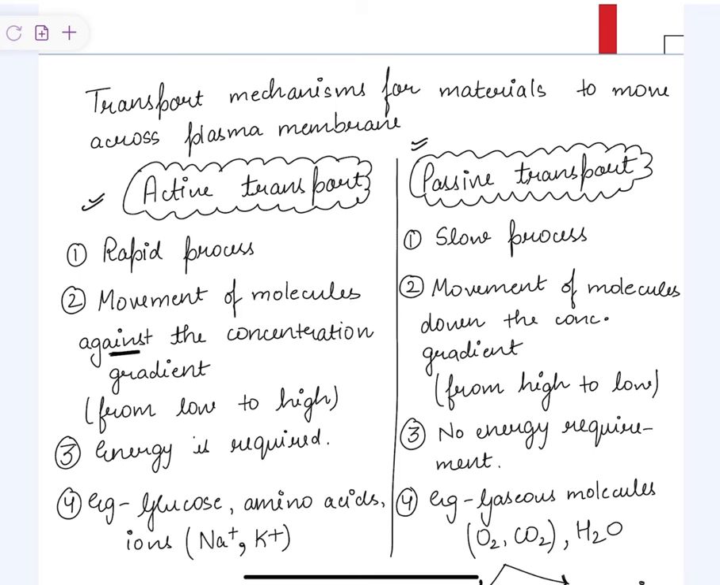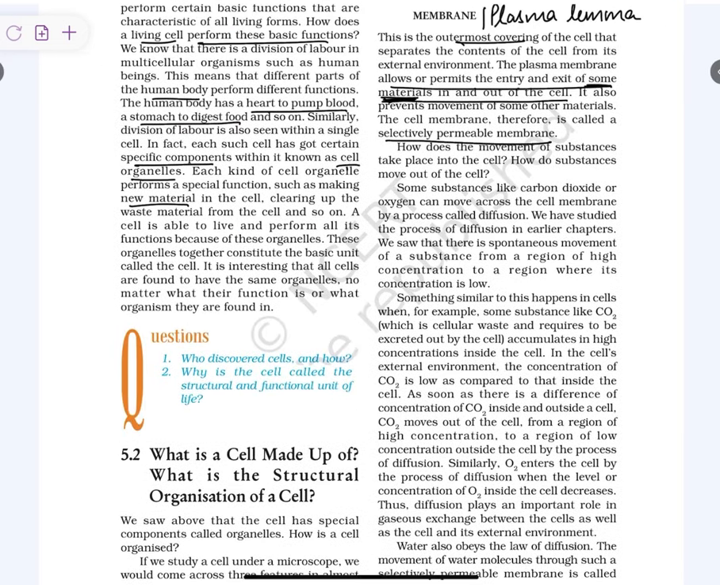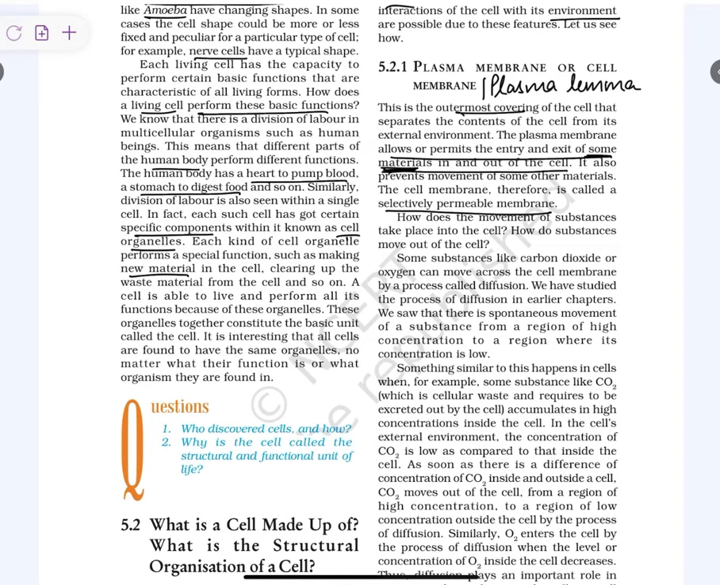Now the passive transport mechanism is a slow process because there is no energy required, and movement is down the concentration gradient from high to low. That's why it is a slow process and does not require energy. And some gaseous molecules like oxygen, carbon dioxide, and some water molecules can move through this process. So generally there are two methods through which passive transport can take place, that is diffusion and osmosis. So first let's understand about the diffusion process.